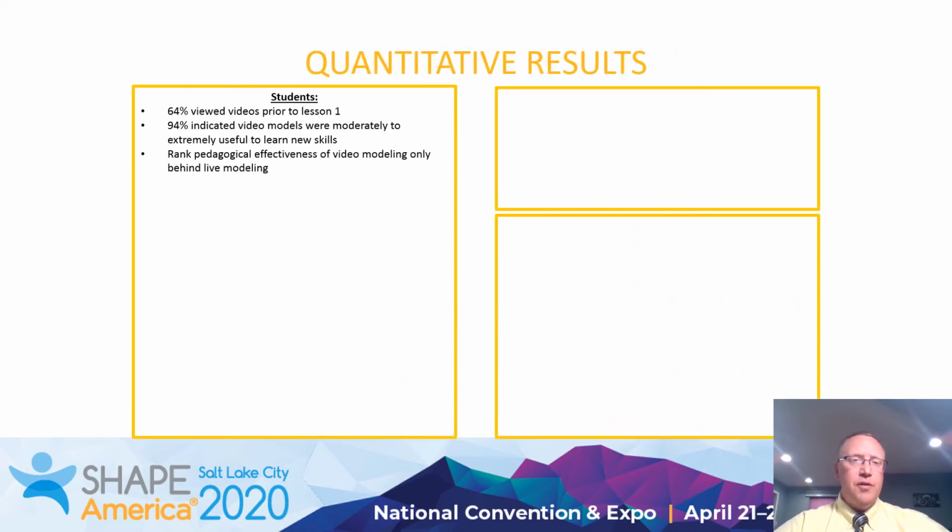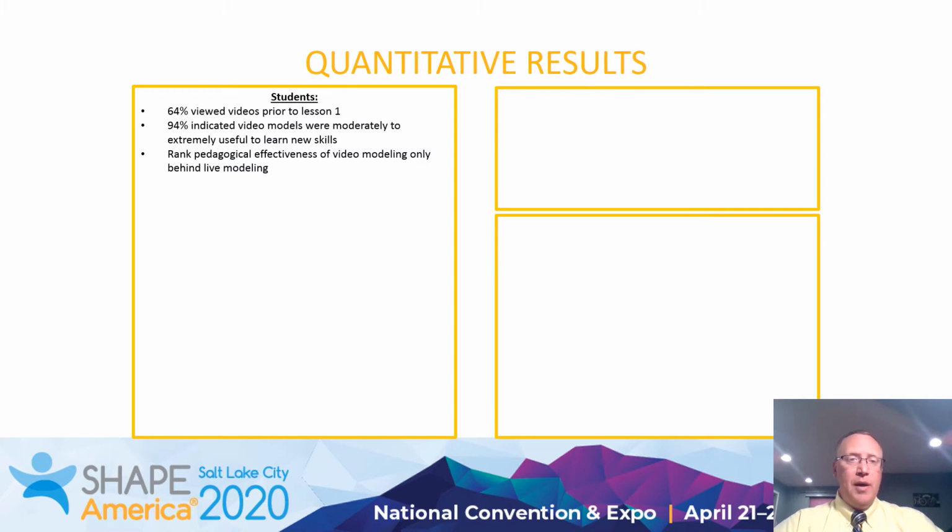Here are our results. For the students, 64% of them viewed the videos prior to lesson 1. And this was important because our lesson 1 is a rudimentary watermanship video on rhythmical bobs, treading water, survival float, and then also saving yourself back to the wall in a known bottom, 8 feet of water. So it was important that we had many people watch this. 94% indicated that the models were moderately to extremely useful in learning these new skills. So actually pre-feeding them some sort of information from a visual standpoint was super important.